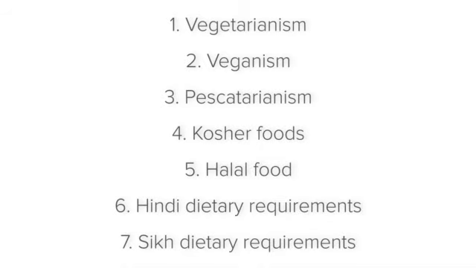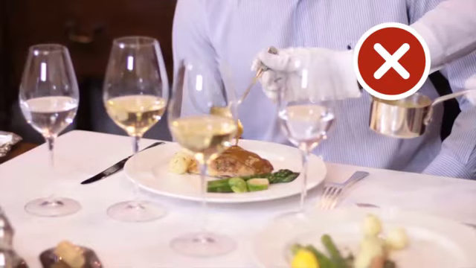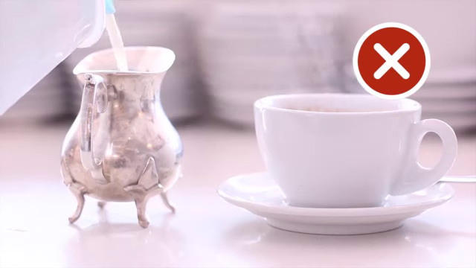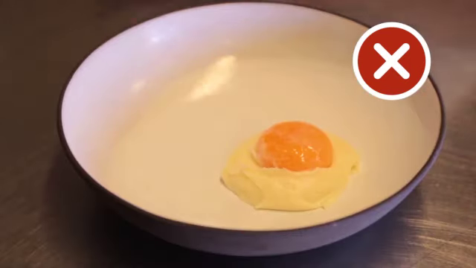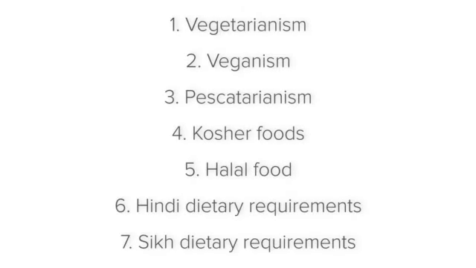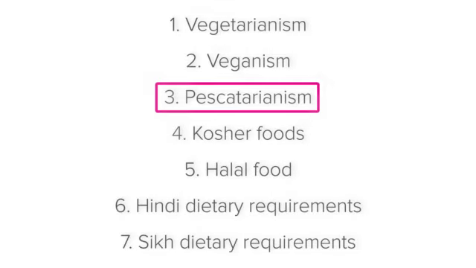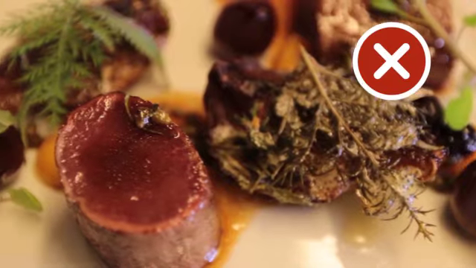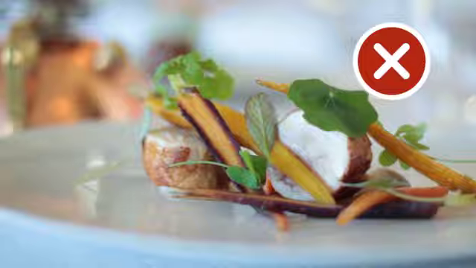Now, let's look at veganism. Vegans eat no meat, poultry, or fish, and also eat no animal products, including milk, eggs, and cheese. Next, pescatarianism. Pescatarians don't eat meat, such as red meat or poultry, but they do eat fish.